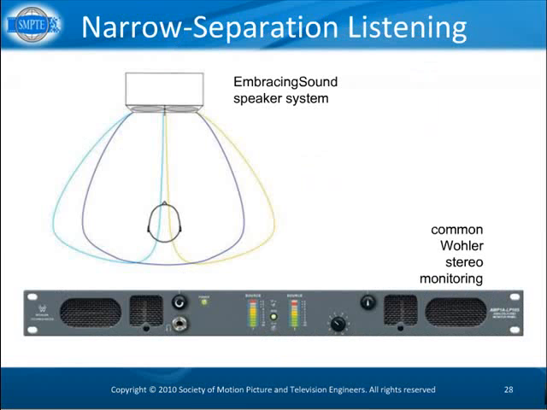That's what we have. And then even in listening, we tend to listen with narrow separation, either single source, like what I've shown at the top. That's a speaker system from a company called Embracing Sound. It's highly regarded. And then down at the bottom, a very common Wohler stereo monitoring system that you would find in a rack, and the two speakers are about as close as ears are, maybe a tiny bit farther apart than ears are, but definitely a narrow stereo monitoring, and we decide that this is absolutely fine. Well, does this have any relevance to 3D?